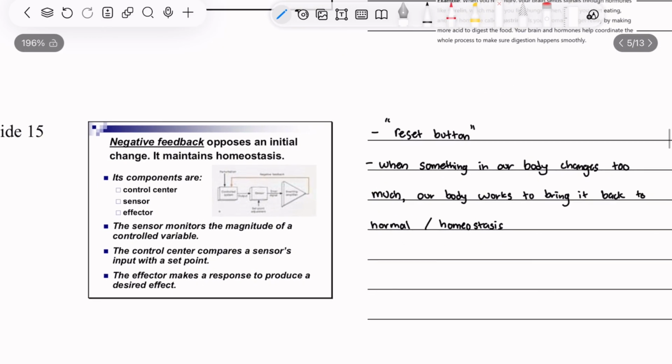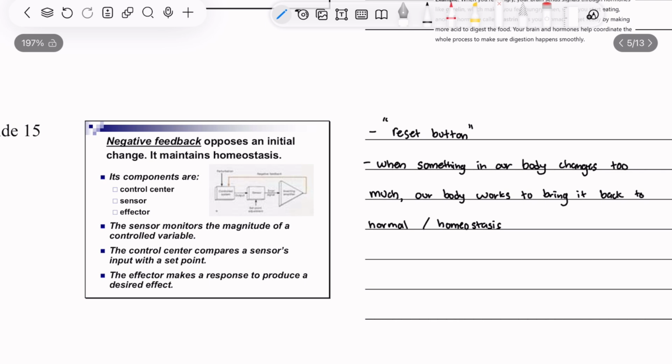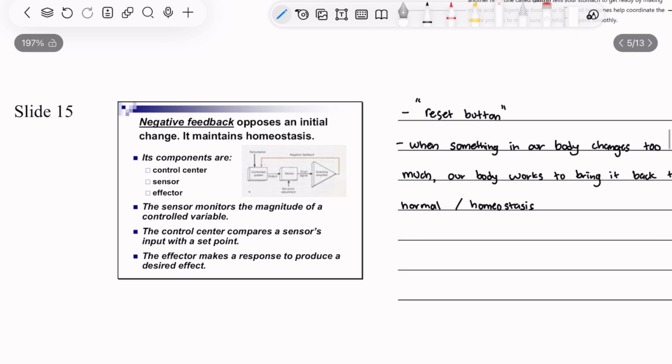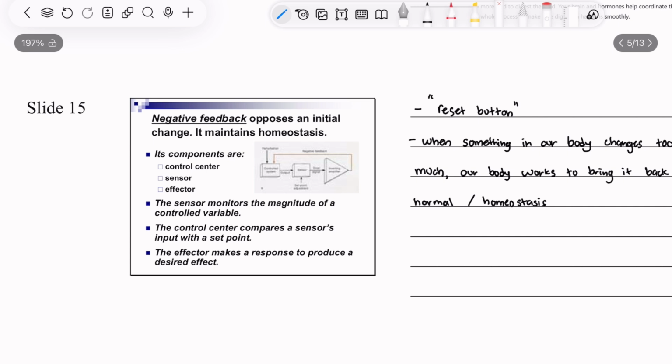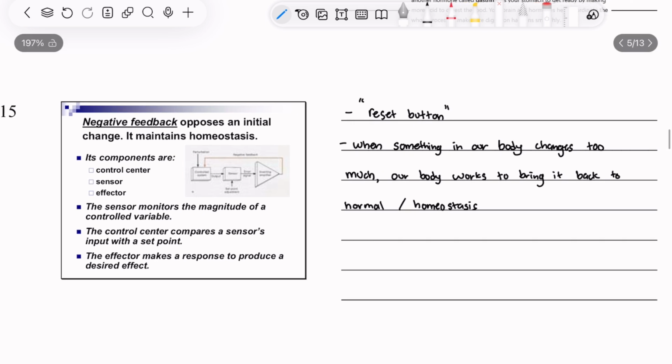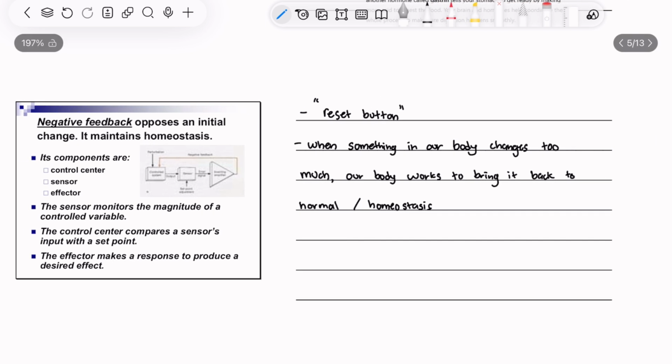So, negative feedback. Negative feedback opposes an initial change. It maintains homeostasis. Its components are control center, sensor, and the effector. The sensor monitors the magnitude of the controlled variable. The control center compares a sensor's input with a set point. The effector makes a response to produce a desired effect. So, what you need to know about negative feedback is it's essentially like a reset button. When something in our body changes too much, our body works to bring it back to normal, or homeostasis.